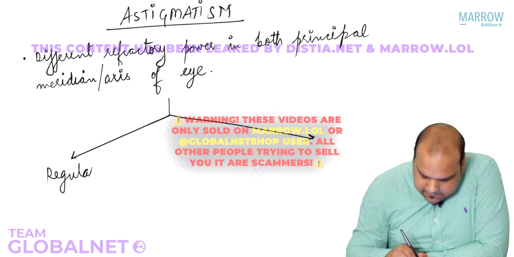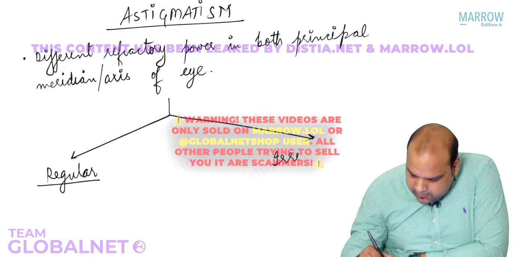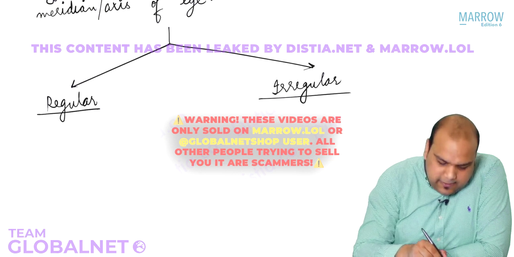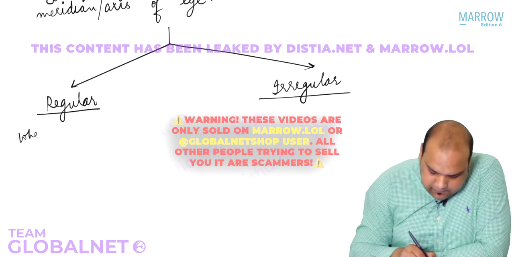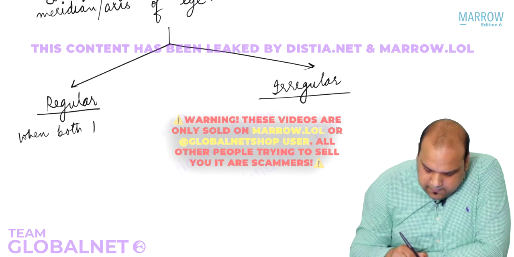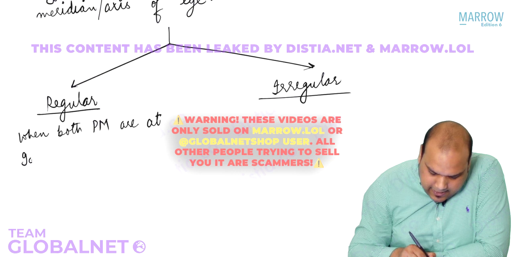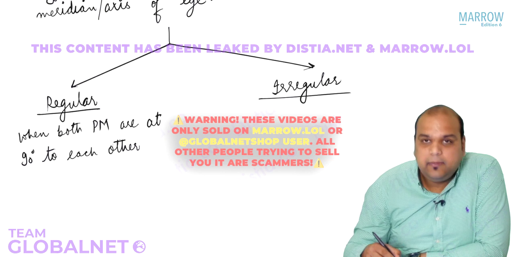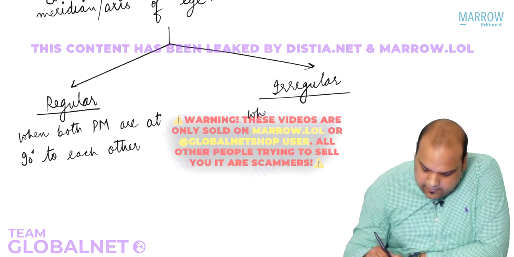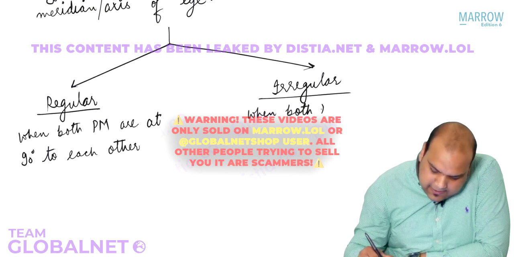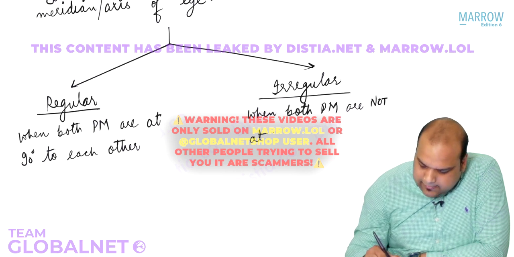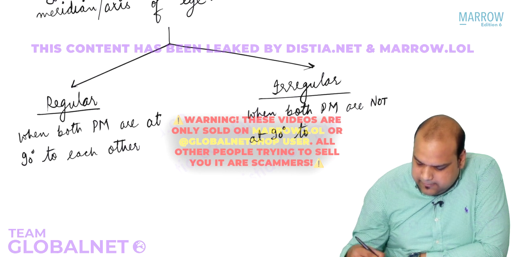Regular astigmatism, irregular astigmatism. Okay? What do you mean by regular astigmatism? When both principal meridian are at 90 degree to each other. Irregular, when both principal meridia are not at 90 degree to each other.